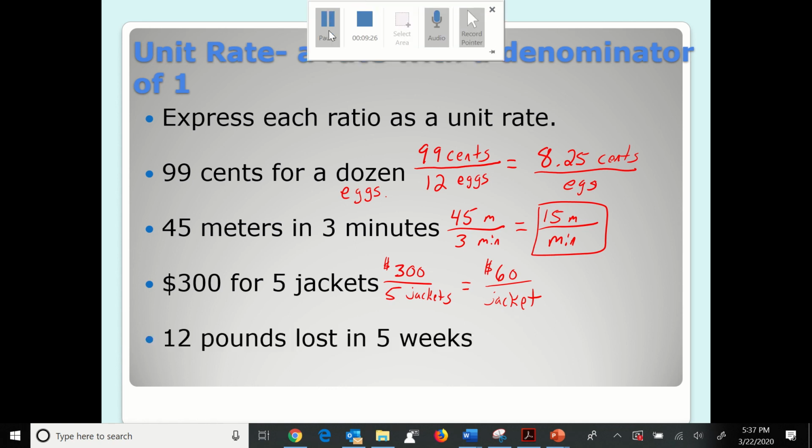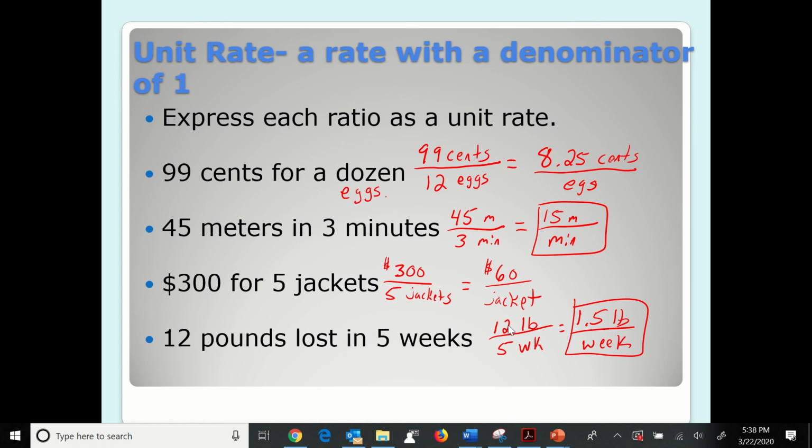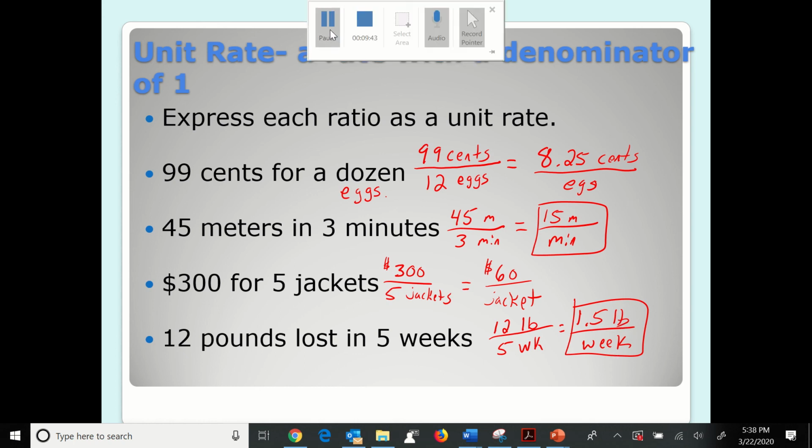Last one here, 12 pounds lost in 5 weeks. Find the unit rate of that one. Pause the video now and find the unit rate. Okay, so 12 pounds in 5 weeks. 12 pounds divided by 5 weeks. We divide that out. 12 divided by 5 is 1.5 pounds per week. There we go.